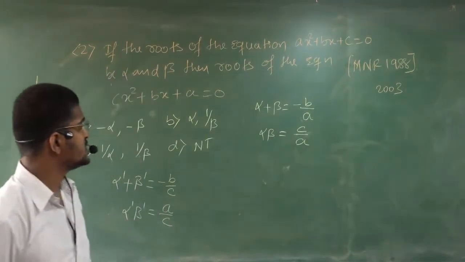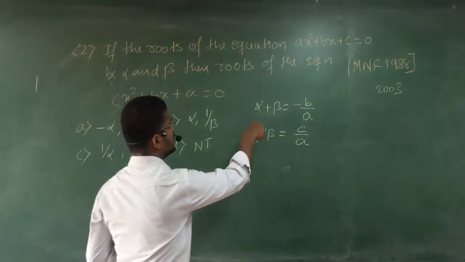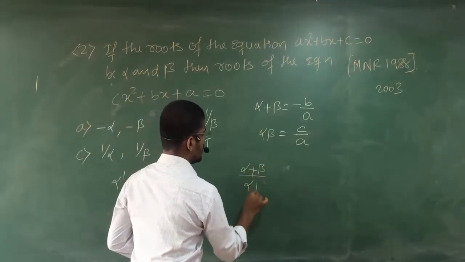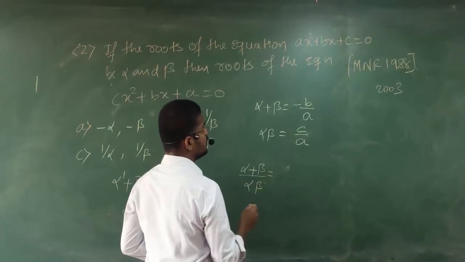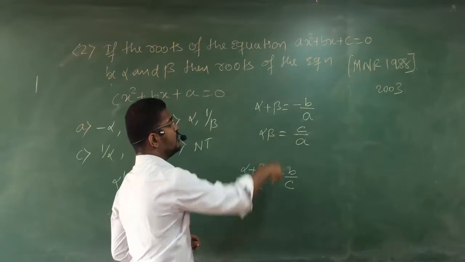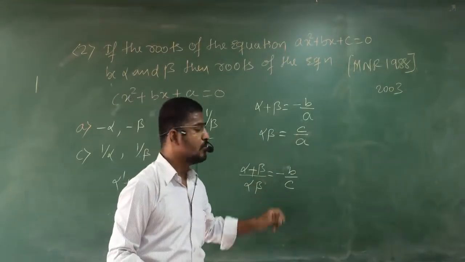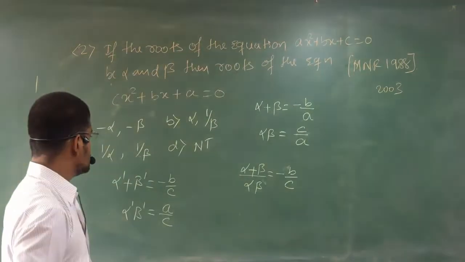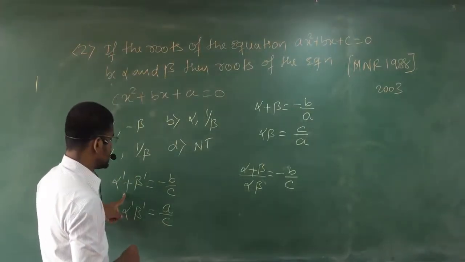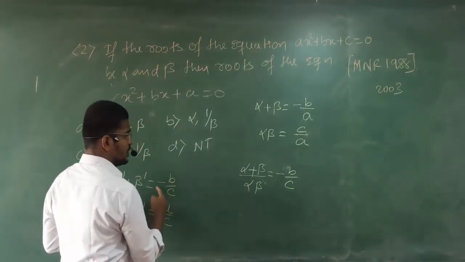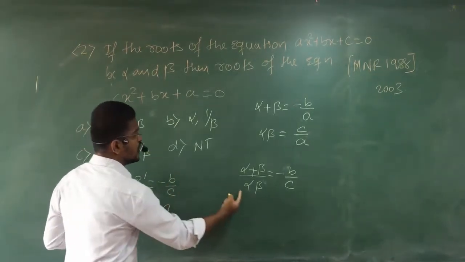So now let us simplify this by dividing these two terms, that is alpha plus beta divided by alpha into beta, that will be equal to minus b by c. If I divide these two terms, it will be minus b by c. And now see here, if I take this as one of the equations, if I want to relate these two equations, how are these equations going to be related?